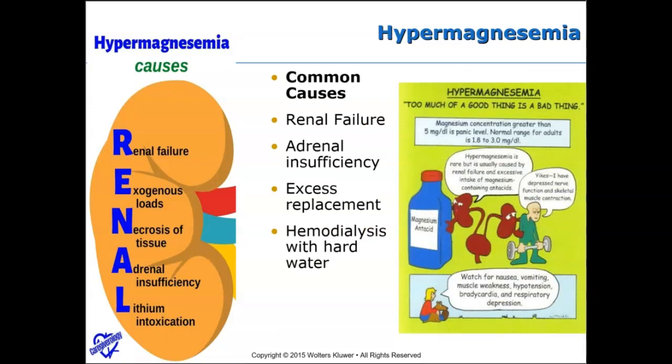Okay, next is too much magnesium. And again, common causes of hypermagnesemia are renal failure, keeping too much electrolytes and waste in the body. Adrenal insufficiency, maybe we replace the mag levels and got too aggressive and we have excess replacement. Or it could be with hemodialysis with hard water, too much mag.